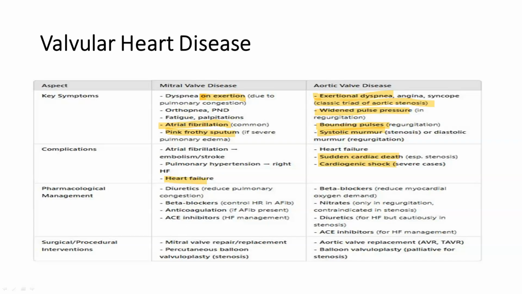So again, that just means to us that we already know how to treat heart failure. We know how to treat a bad pump. We're going to do things to change preload, change afterload, decrease SVR, and improve cardiac output. We're going to do that with diuretics, beta blockers, anticoagulation, and ACE inhibitors. The only thing that really changes for aortic valve disease: we see beta blockers, which is the same. We say nitrates. Nitrates are only used in aortic valve regurgitation.